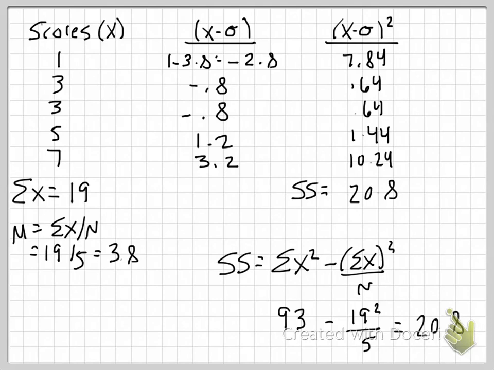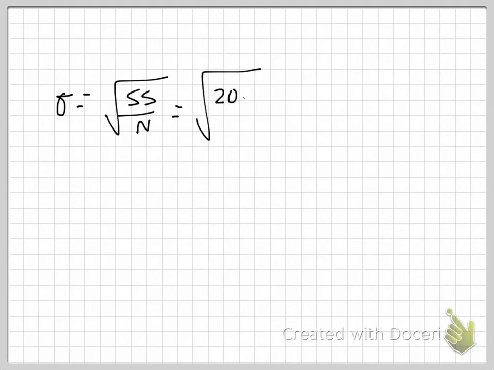Okay? Now then, once you have the sum of squares, to compute the standard deviation, your standard deviation is simply the square root of the sum of squares divided by n. You divide by n when we're working with a population. So we have the square root of 20.8 over 5, which gives us 2.04. That's how far our typical scores are from the mean.